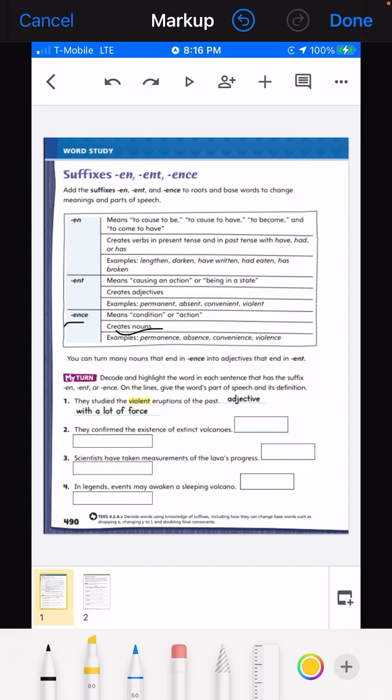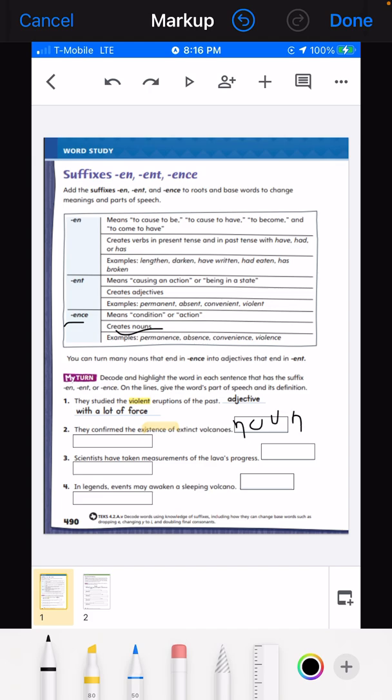On number 2, it says they confirmed the existence of extinct volcanoes. So if we look at existence, we see it ends in ence. I'm going to highlight that. And existence with ence creates a noun. Existence is a thing. It's something that you could say it's the existence of it. So it's definitely going to be a noun. So in this box, we're going to write noun.